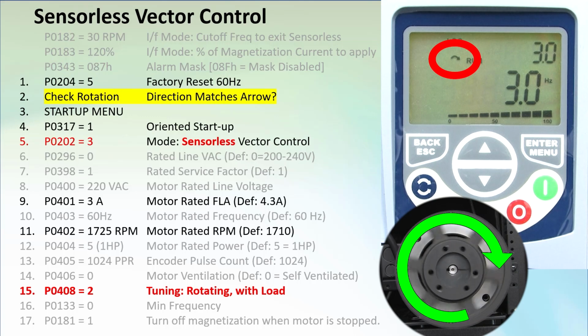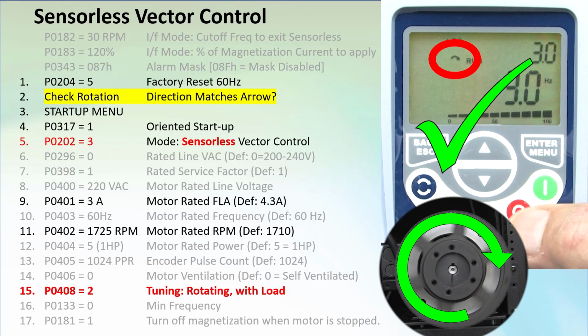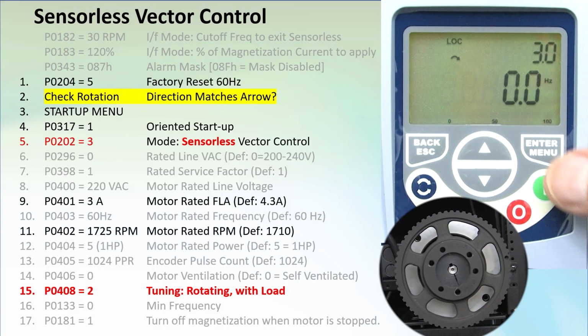If not, remove power from the drive, swap any 2 motor leads, and try again. The motor should now be spinning in the correct direction. Ours looks good, so I'll hit stop.